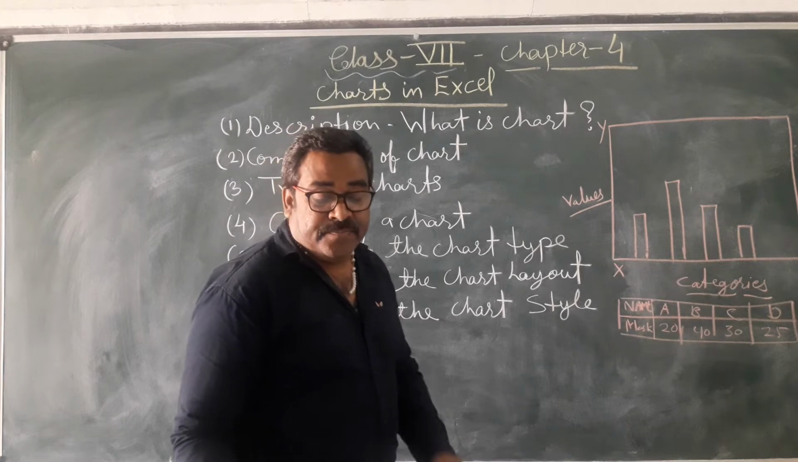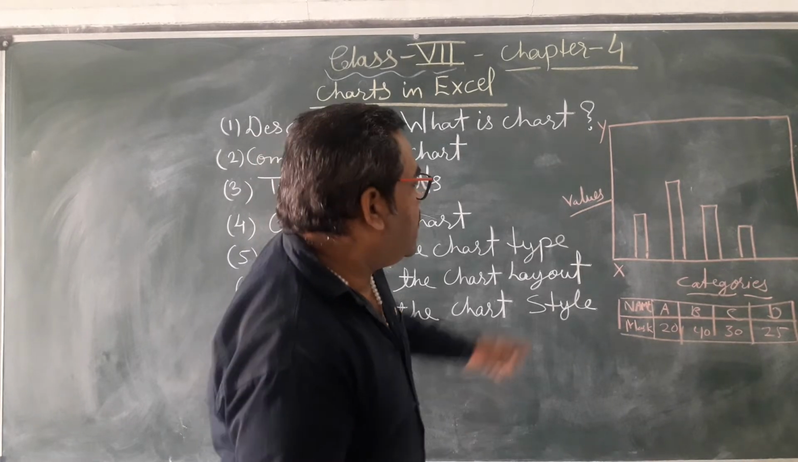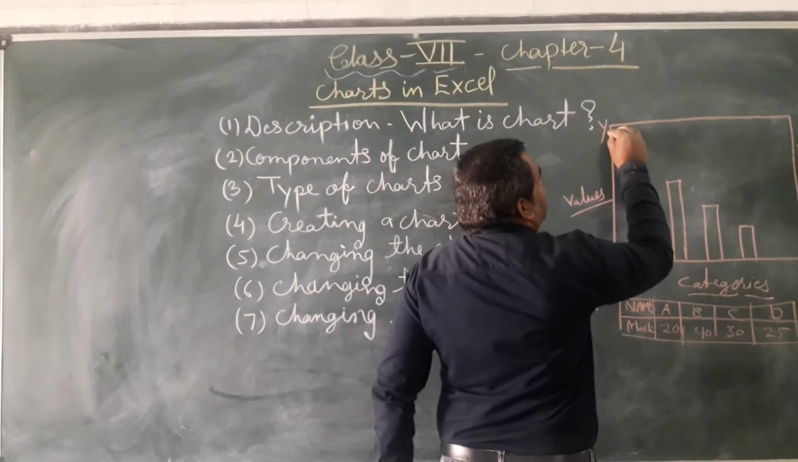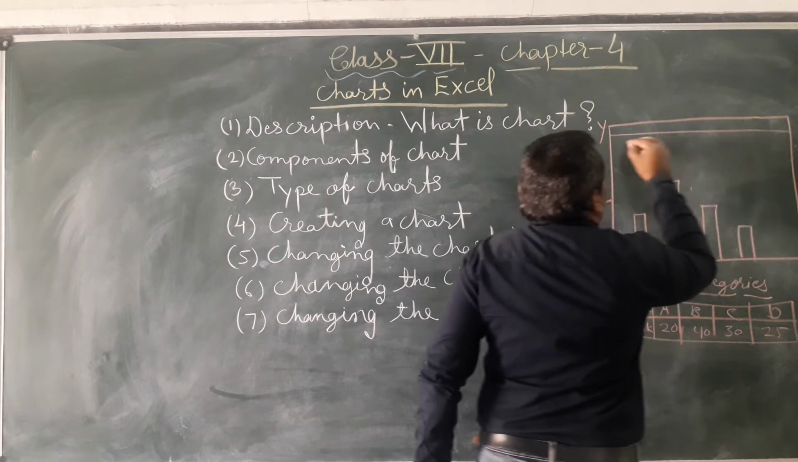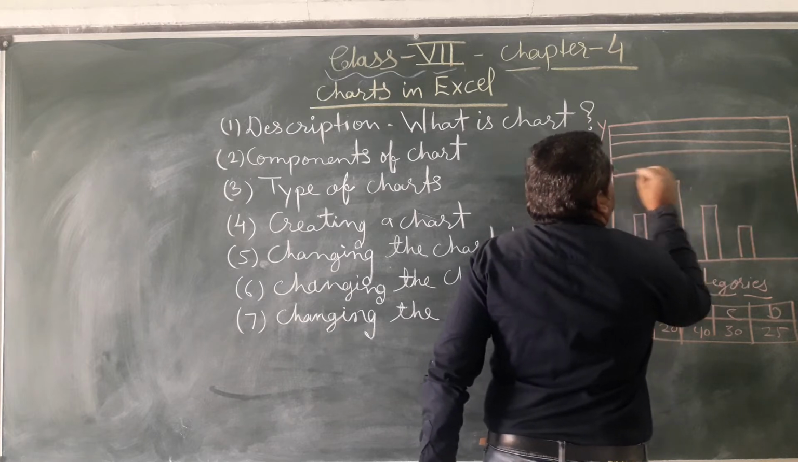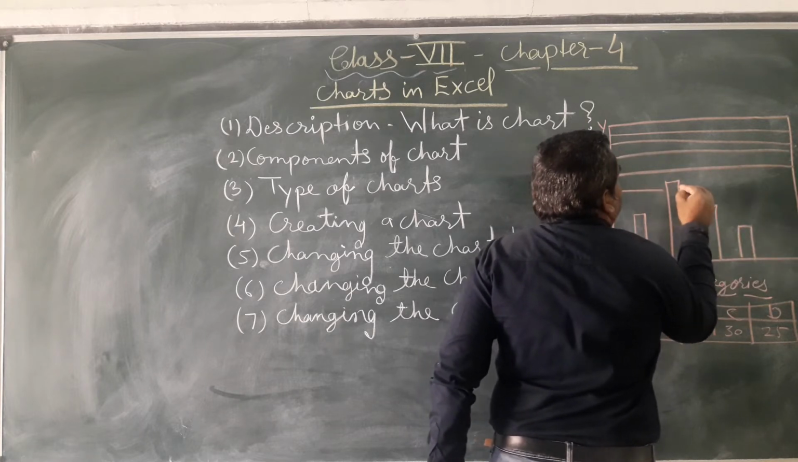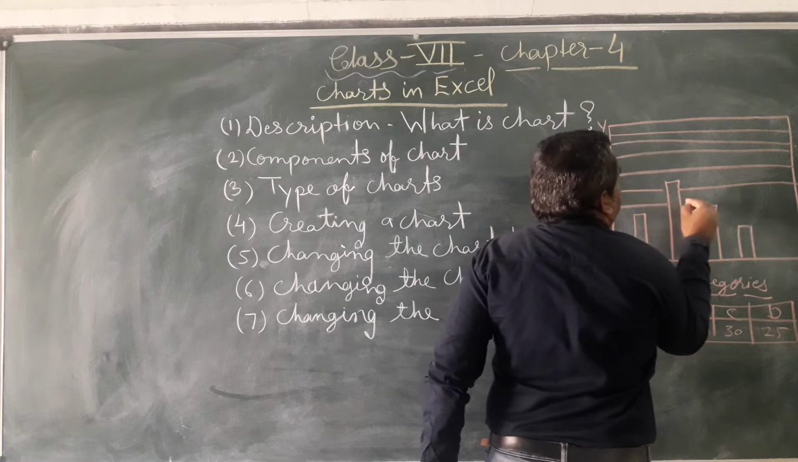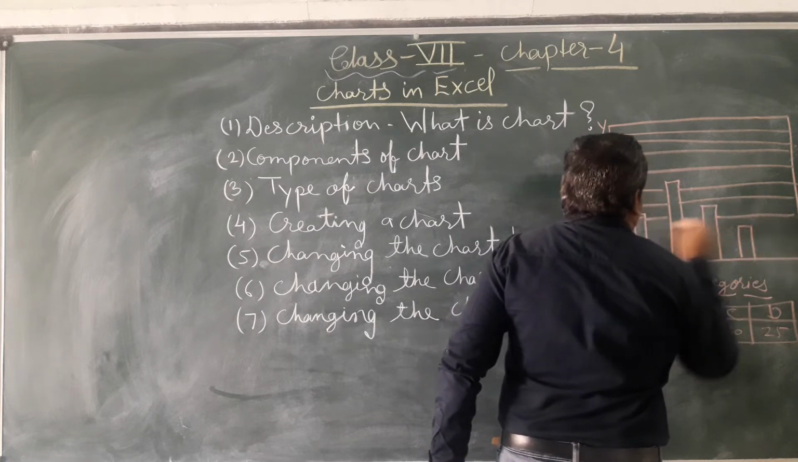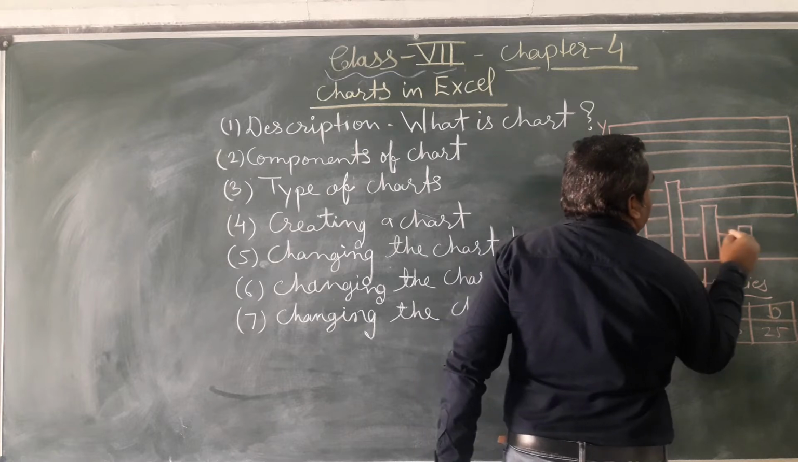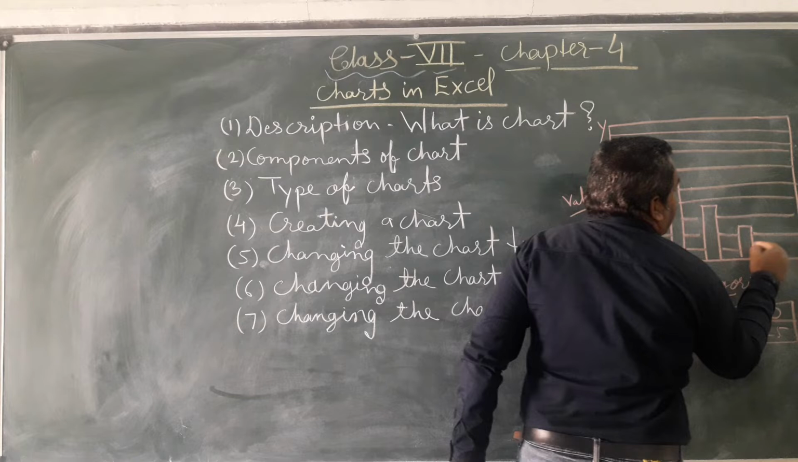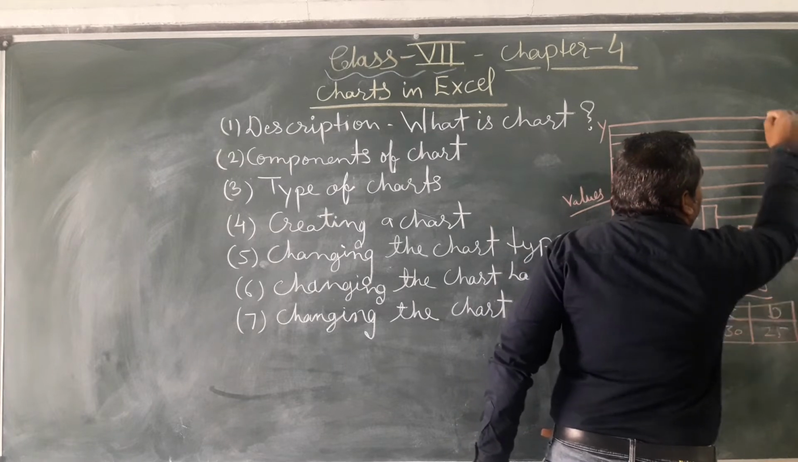Then grid lines. Grid lines are like the lines you see in your graph book. These are called grid lines. They are useful when we plot our data. You can also include them in this and also remove them.